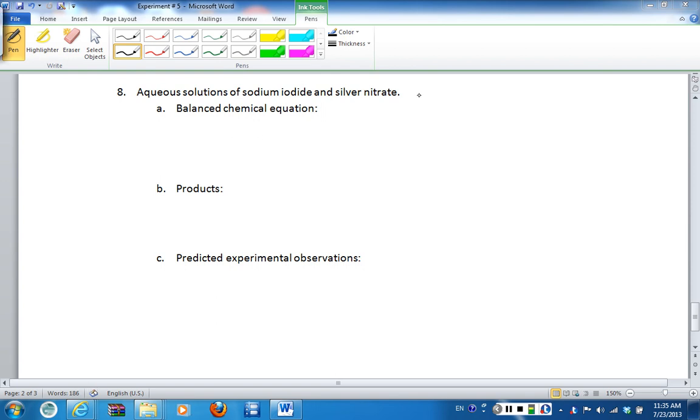Now, to generate those chemical formulas, we know that sodium has a +1 charge. We know that I has a -1 charge, and when we cross to get our balanced chemical formula, we know that we form NaI.